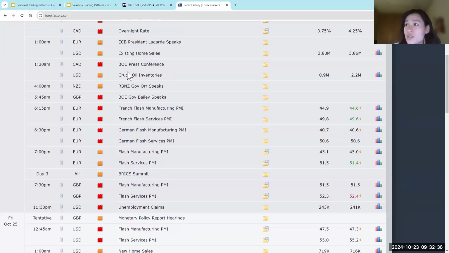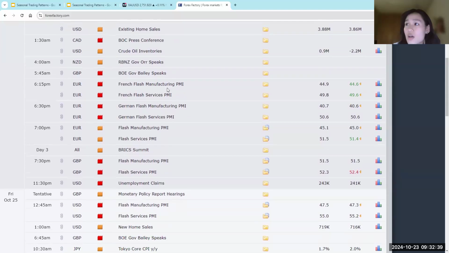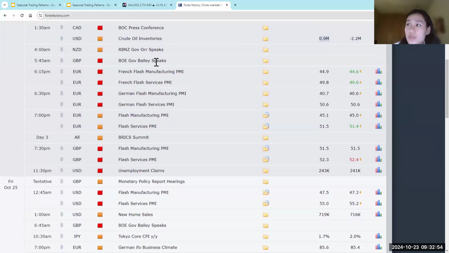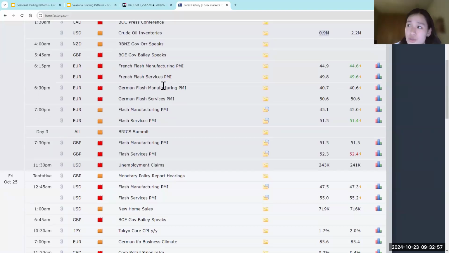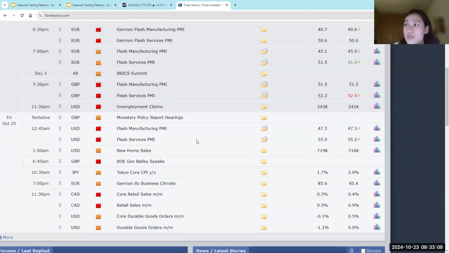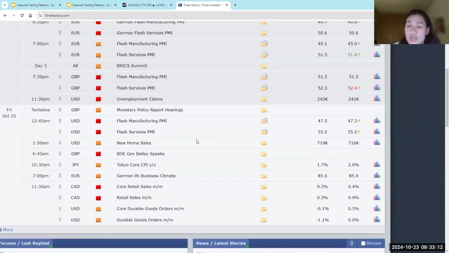BOC press conference, US crude oil inventories. You can see it's higher than previous as well, or forecasted to be higher than previous. RBNZ Gov All will be speaking, UK BOE Gov Bailey speaking, and Eurozone wise, we have the French, German, and Eurozone manufacturing and services PMI. We also have the BRICS Summit Day 3, UK flash manufacturing PMI, and US unemployment claims.